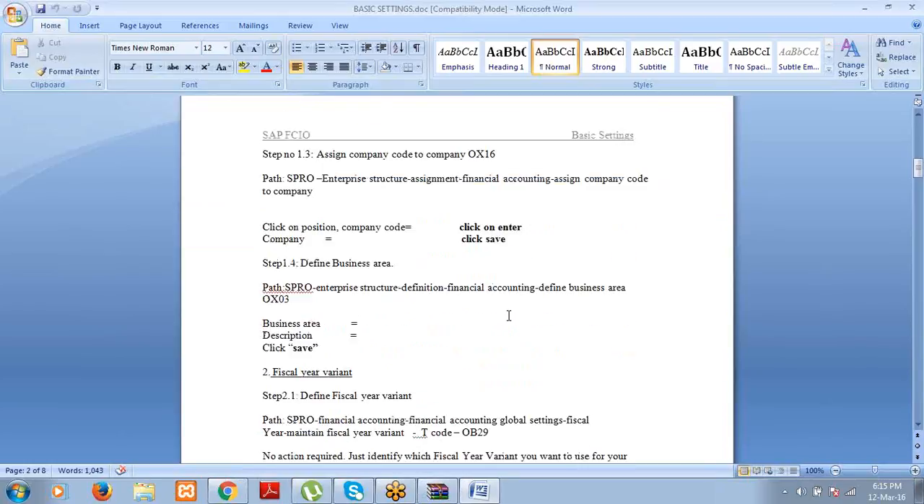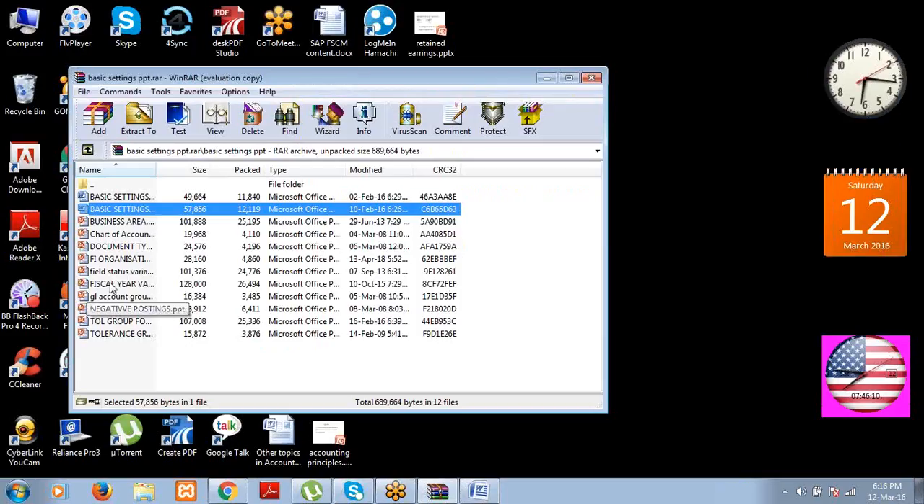Okay, Kirti. Now today we start with define business area. Step number 1.4, define business area. So first I will explain what is the concept of business area.